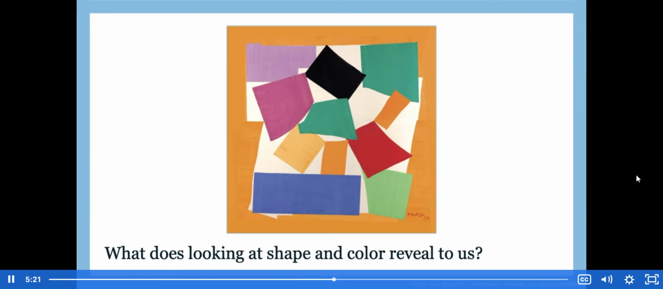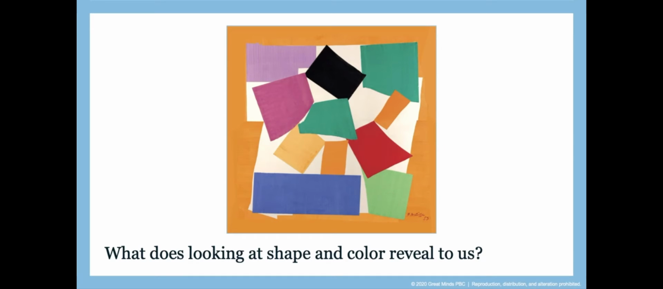Now you'll be looking more closely at the colors and shapes to see how the artist portrayed a snail. Portrayed means to make a picture of something or act it out. So you're going to look more closely at the colors and shapes to see how the artist made a picture of a snail. First, let's examine the colors in the collage.